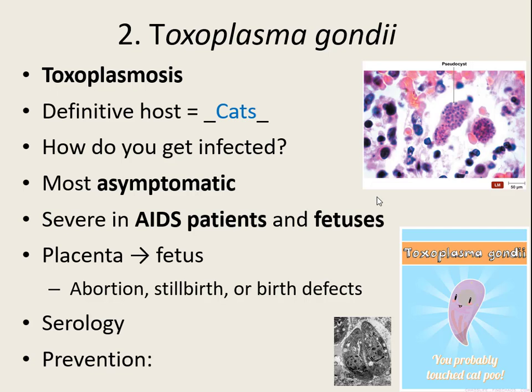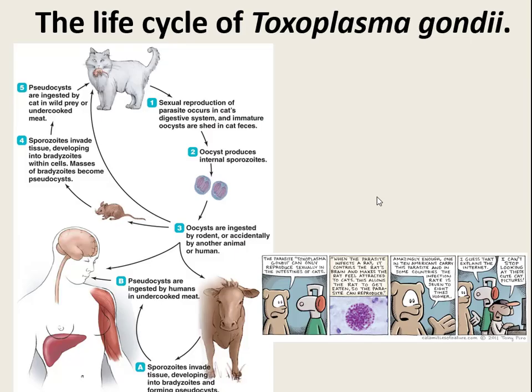Now, to test for it, we do have antibody tests that can look for the parasite. Best prevention: good hygiene and making sure you're eating fully cooked meat. Those are the top two ways we can prevent a lot of things, not just this.